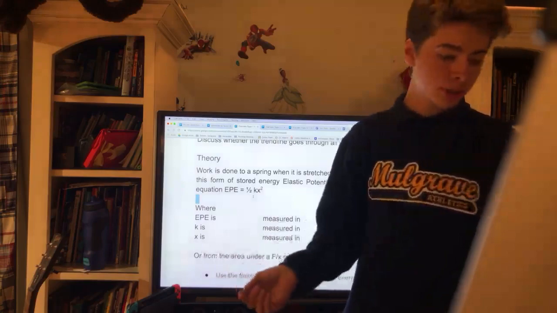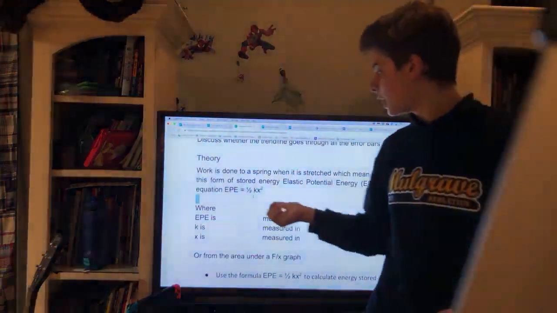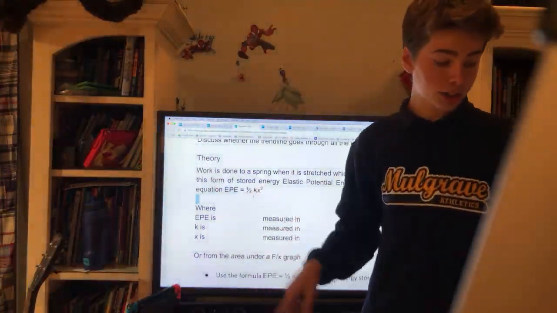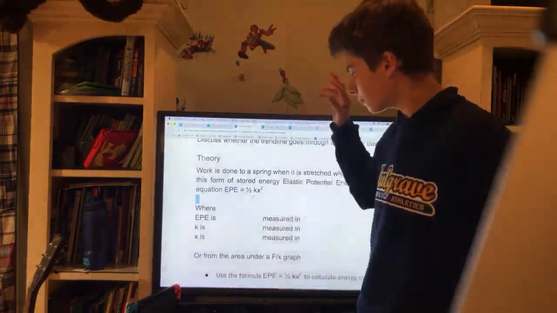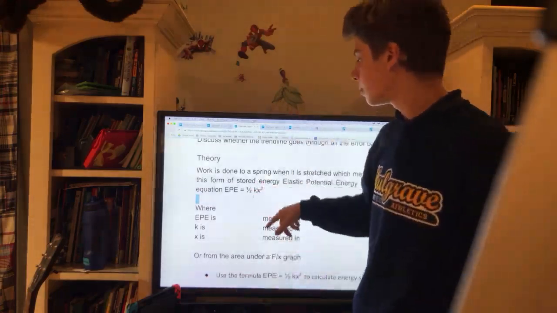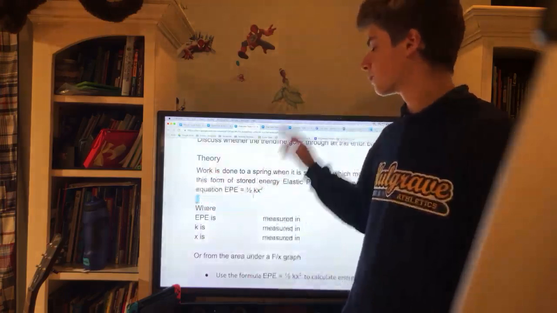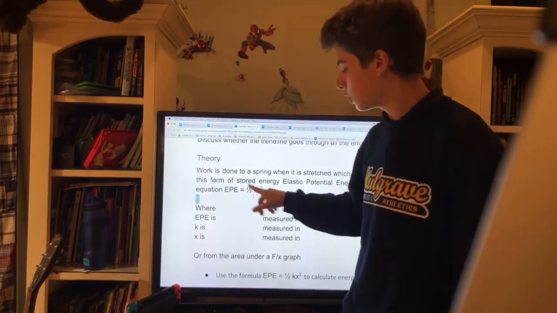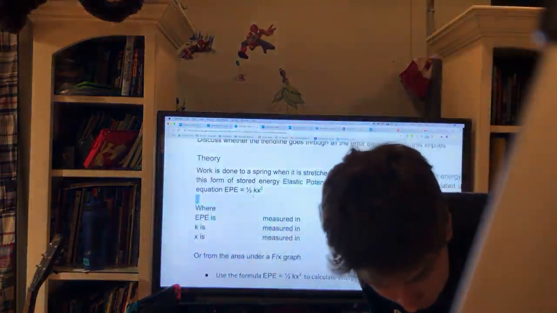You can use a Newton meter with a Hooke. If I was to expand a spring, that would show me what the spring constant is. Very, very simple to use. You basically plug in this number, multiply by the extension squared, divide by 2, and you get the energy in joules. Simple, easy, good.